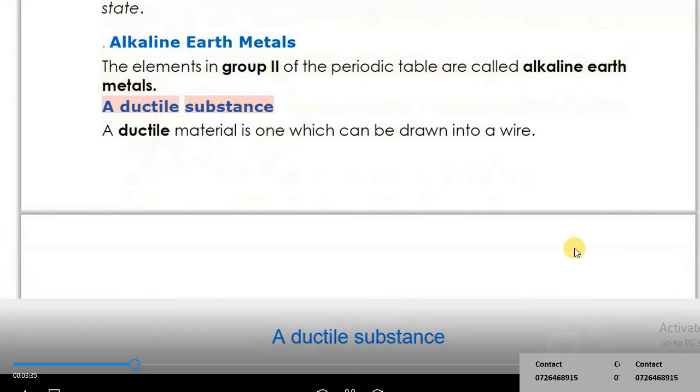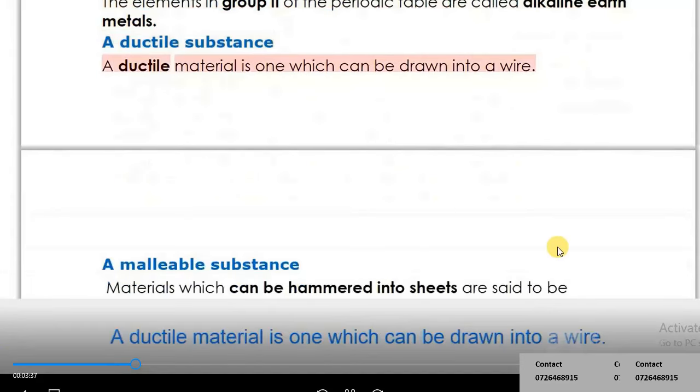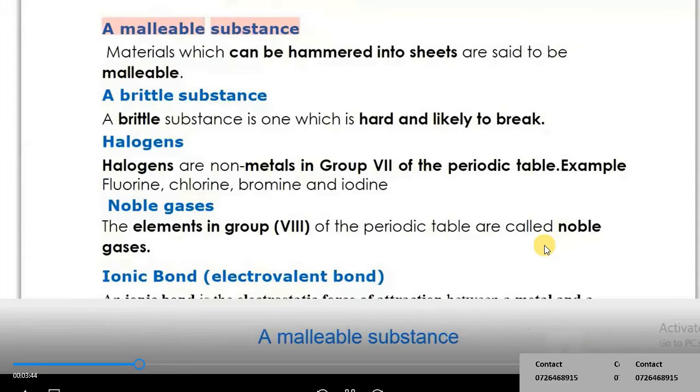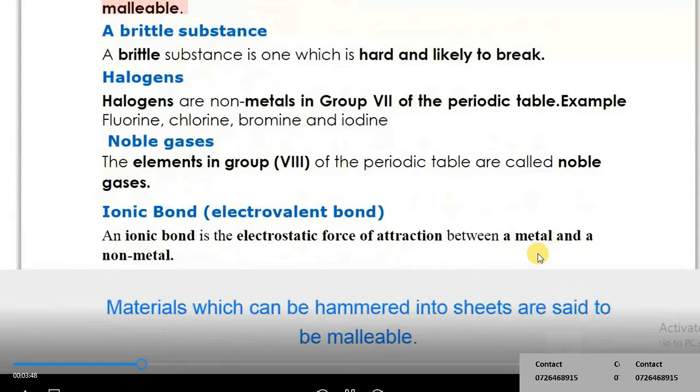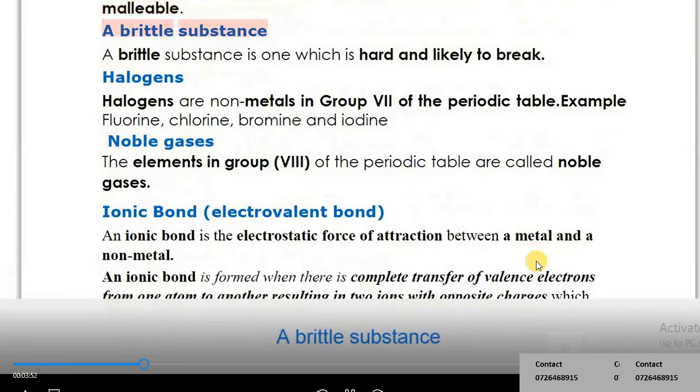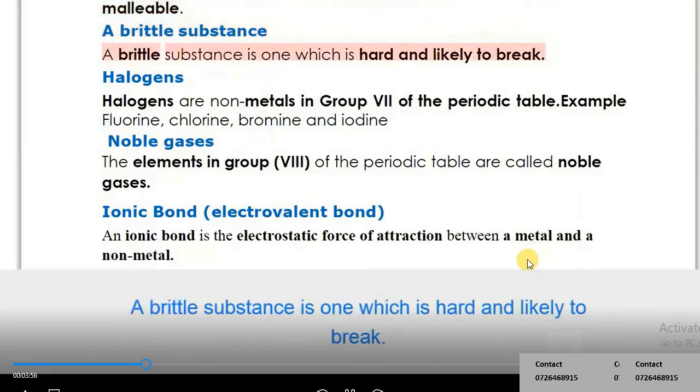A ductile substance is a material which can be drawn into a wire. A malleable substance: materials which can be hammered into sheets are said to be malleable. Brittle substance. A brittle substance is one which is hard and likely to break, like chalk.